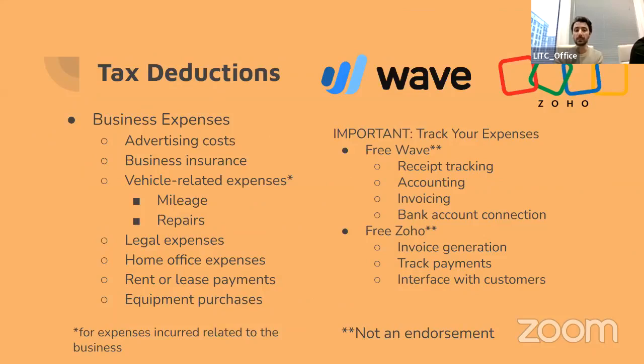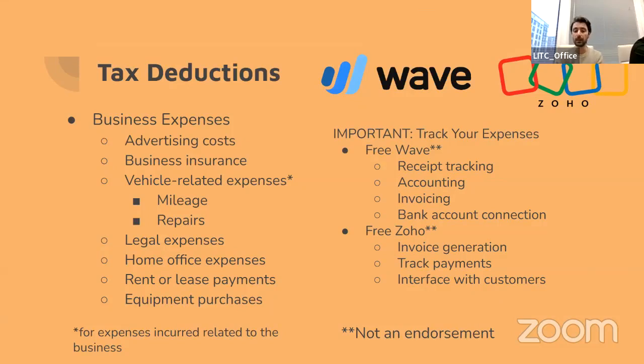So important to this is keeping track of these expenses. And here's just a list, as we saw on the Schedule C earlier: advertising costs, insurance, vehicle-related expenses. We'll cover that in depth in a second. But legal expenses, home office expenses, rent and lease payments. And again, all of these have to be ordinary and necessary according to the IRS. And while this is not an endorsement, there is free software available that is very useful in keeping track of these expenses.